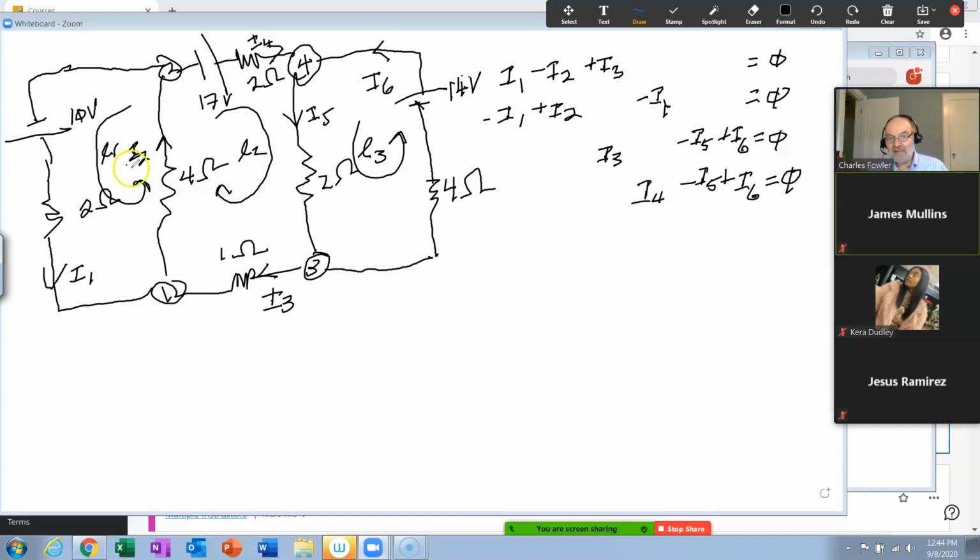Okay, now loop 1, we have a positive 10 here, so that's an increase. So let's put our voltage drops on the right hand side as positive. This is 2I1 plus 4I2 and that's equal to 10.